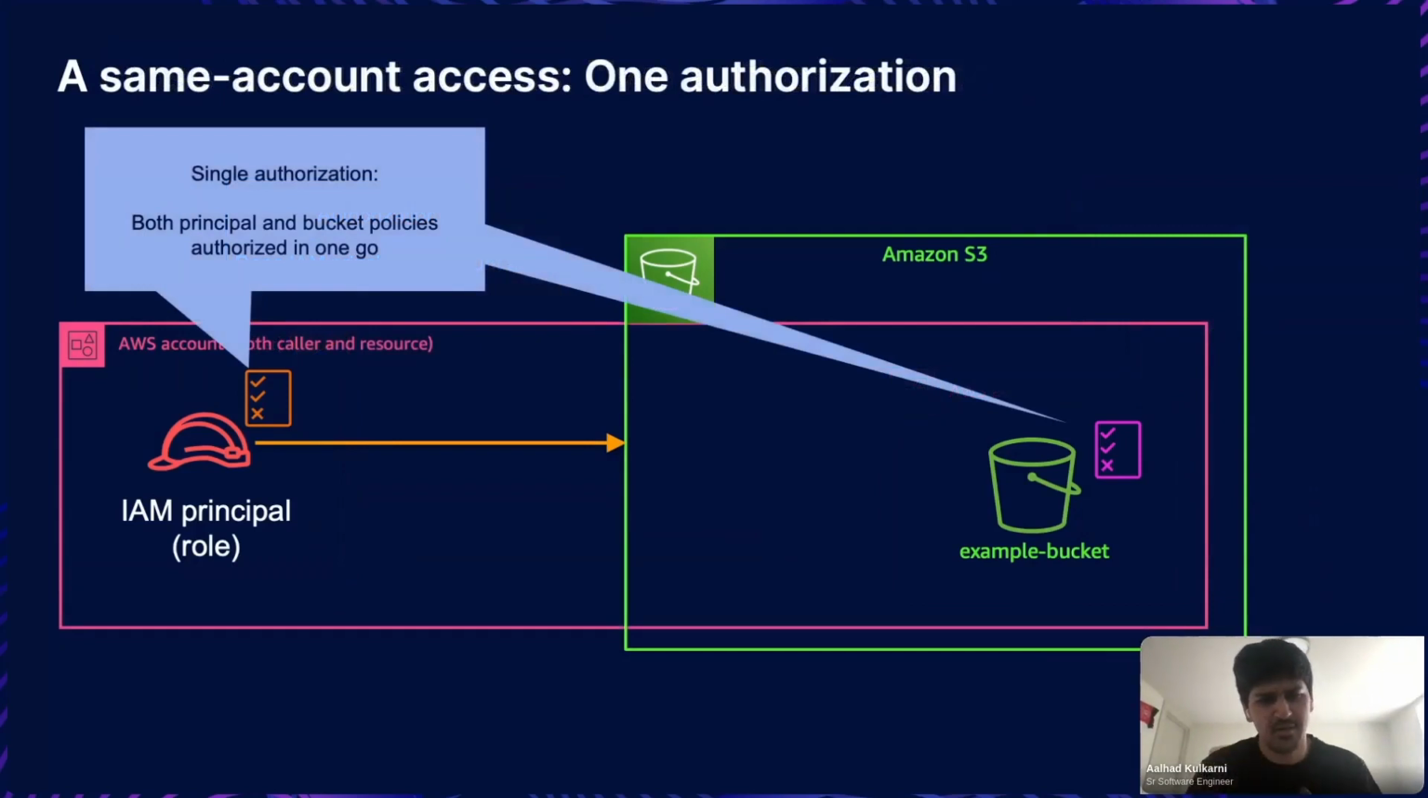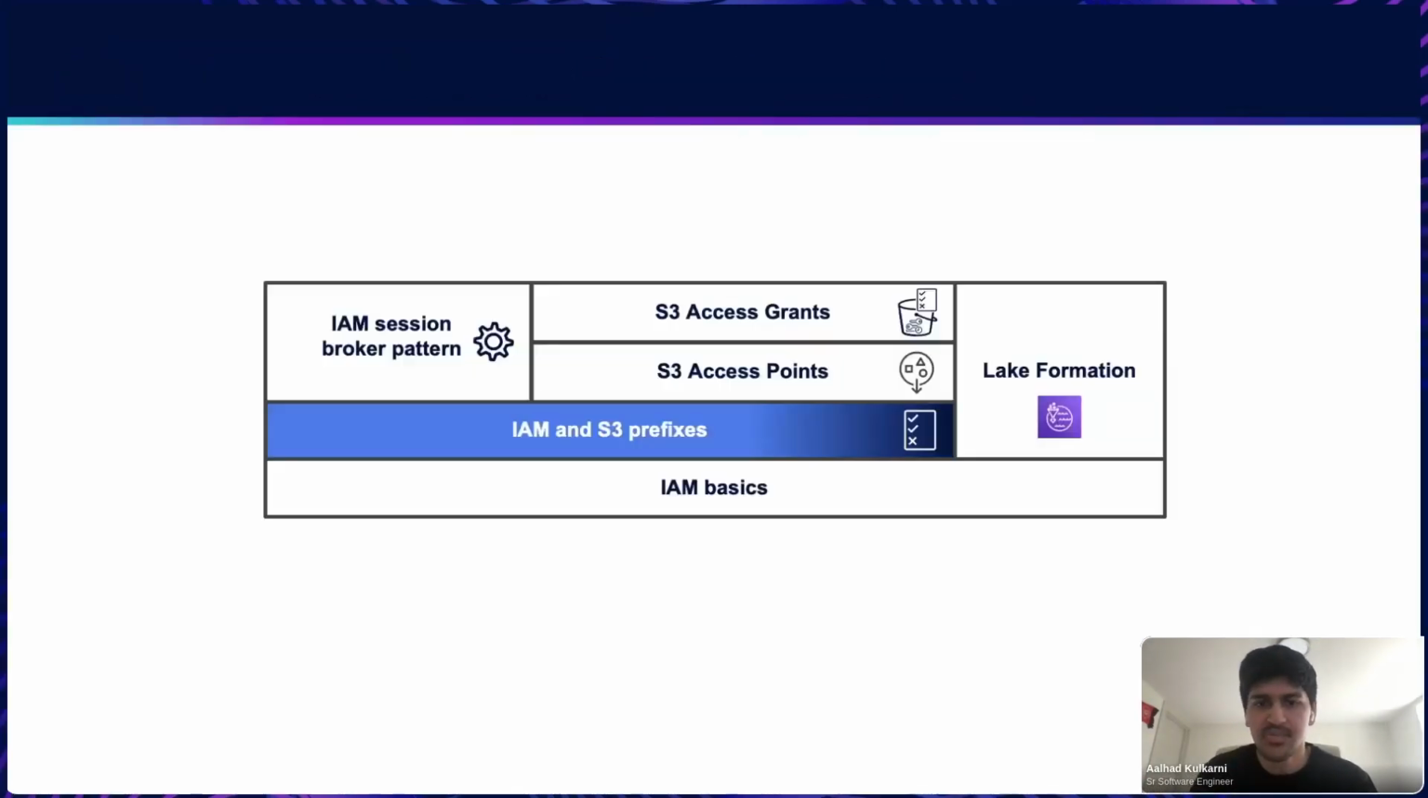What happens in a same account situation though? Let's say you are within the same account, and your bucket owner has shared the data with somebody else using an IAM role. Both policies do come into play, the user policy and the bucket policy, but they're authorized in one go. Either one is totally fine if you want to get access, as long as the other one does not deny. So again, a simple authorization scheme for the same account scenario.